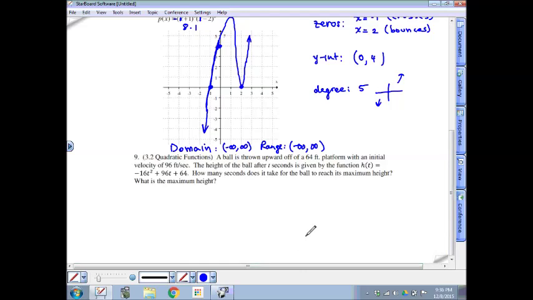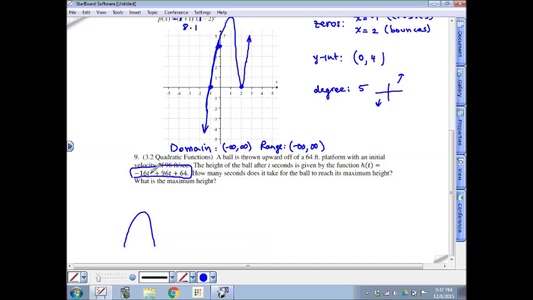Okay, question 9. The key here is to recognize what type of function this is. -16t squared plus 96t plus 64 is a quadratic function, and since there's a negative leading coefficient, that means it's going to be an upside down parabola.